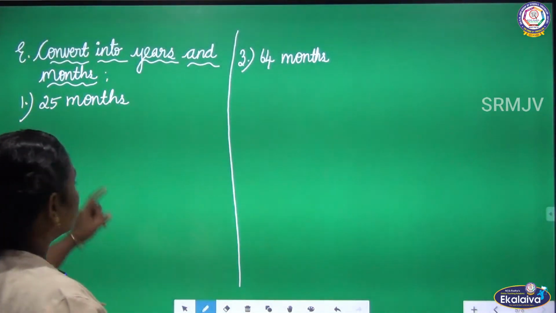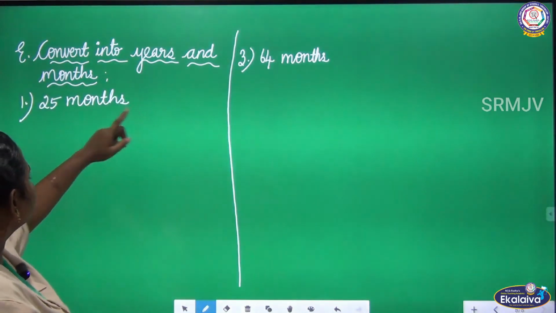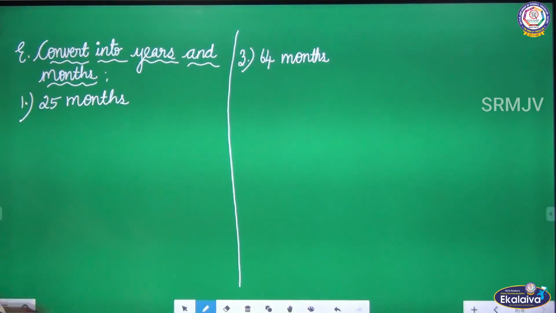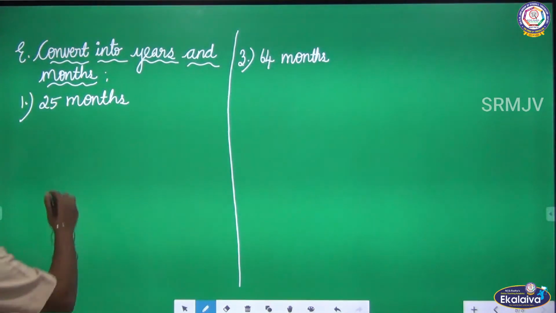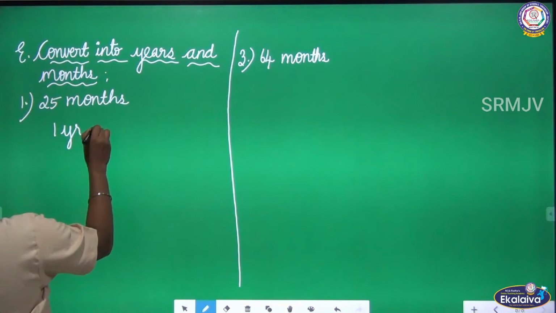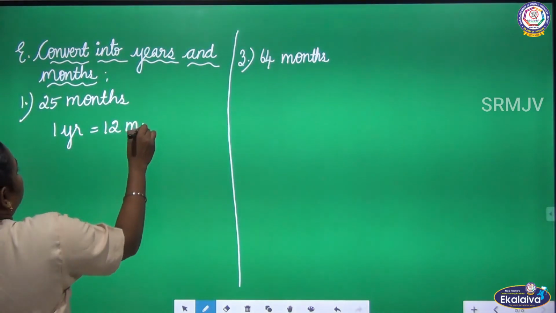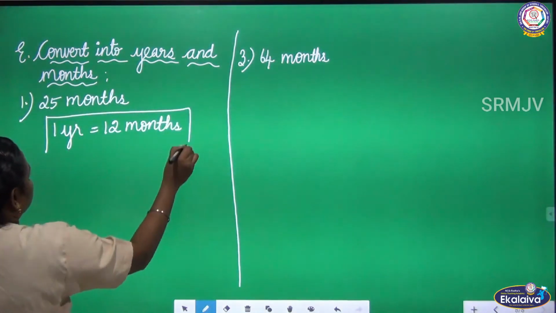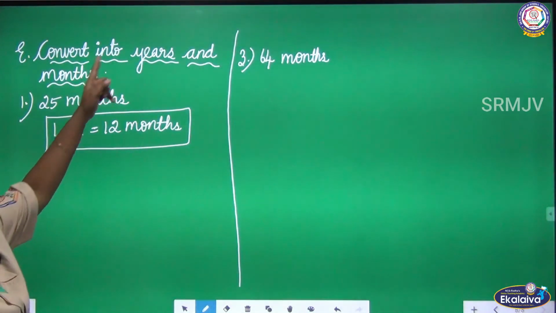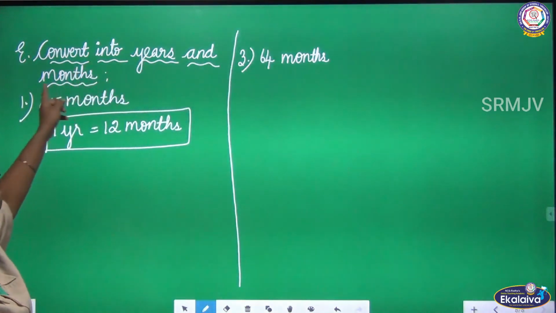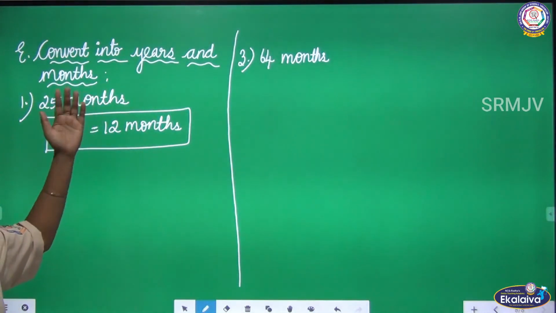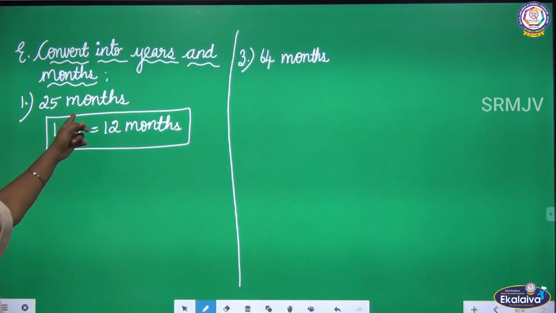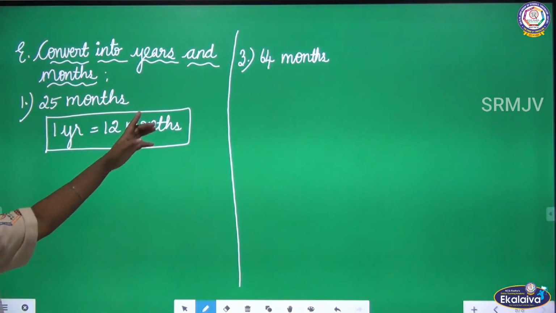Next one, convert into years and months. So we are going to convert into years and then months. So what we have to do? 1 year equal to how many months? 1 year equal to 12 months, but they have given in months here. So we are going to divide this by 12, then we will get how many years, how many months, because they have given in months.